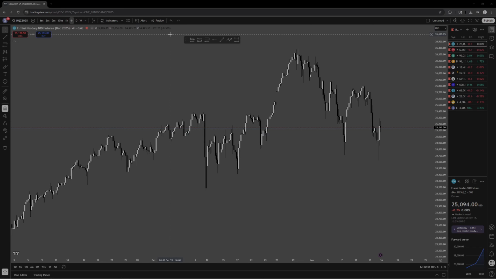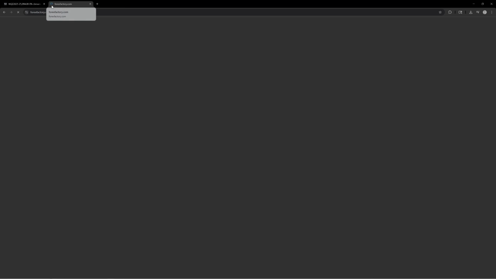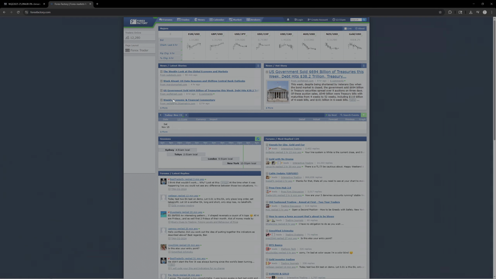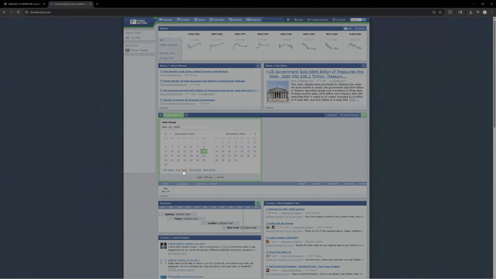So what I trade is NASDAQ futures, and I trade that primarily on days that I see as probable. Now what does this mean? If we go to Forex Factory, we can see the news for each week.